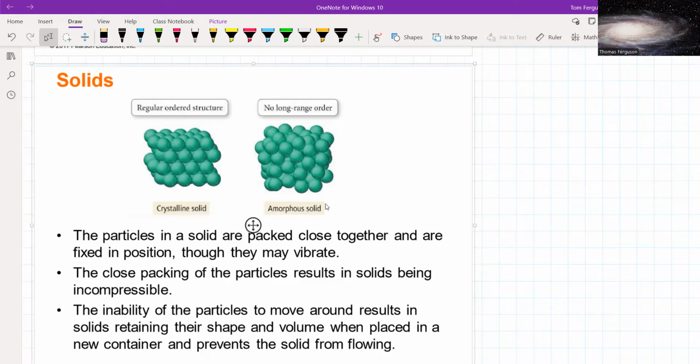Some solids don't have a structure like that. They're kind of like a blob. Glass, for example. Have you ever seen antique glass? What does antique glass look like? Kind of cloudy. It can be cloudy. What else?